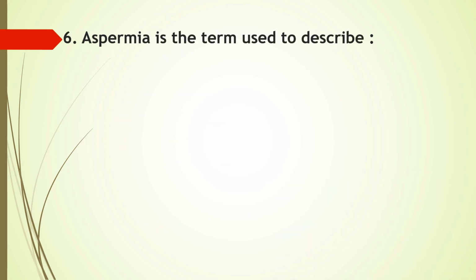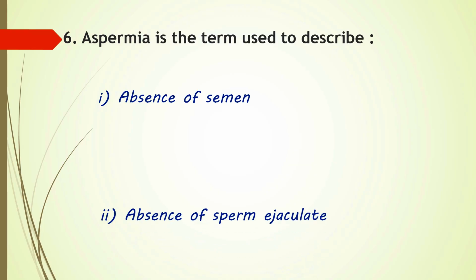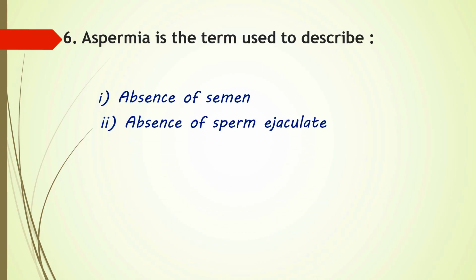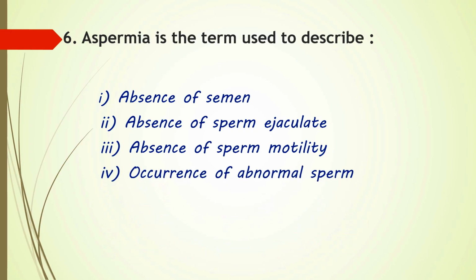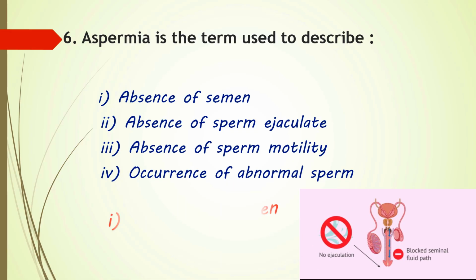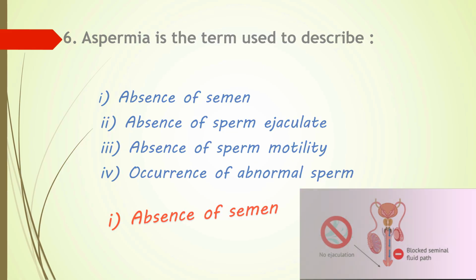Question number 6. Aspermia is the term used to describe. Options are absence of semen, option 2 absence of sperm in ejaculate, option 3 absence of sperm motility or option 4 occurrence of abnormal sperm. Aspermia is the complete absence of semen during ejaculation. Men with this condition can experience orgasms and normal sexual function but no fluid is released. So here option 1 is the correct answer.